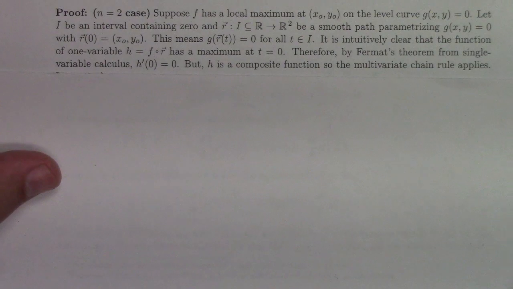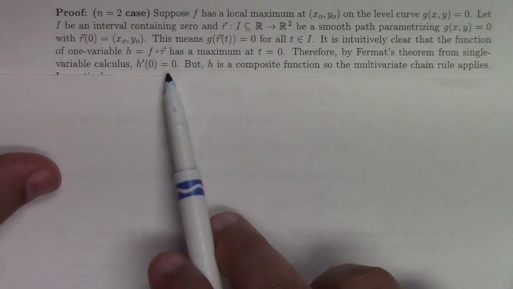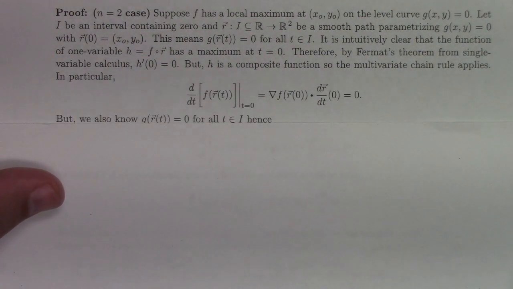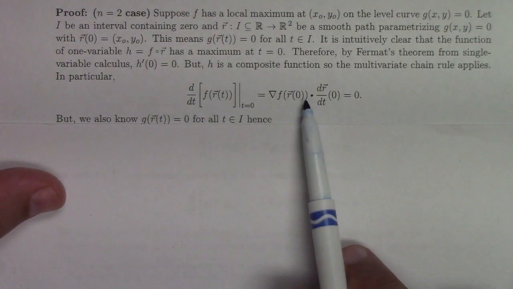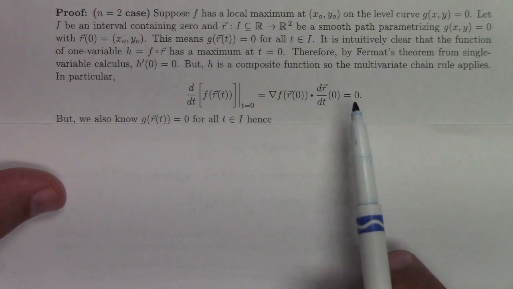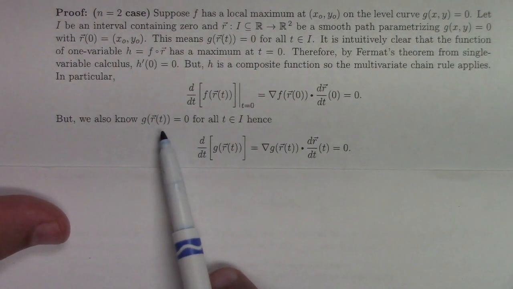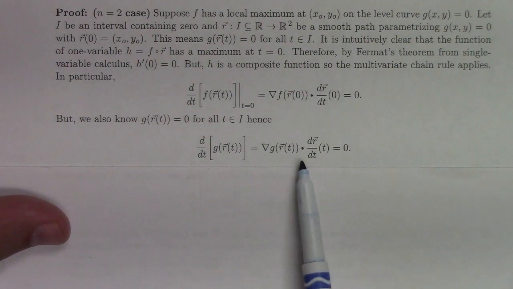If that is a maximum of a function of one variable, then of course the derivative should be 0 there, right? On the other hand, we have the chain rule, so the derivative of f composed with r is the gradient of f dot dr/dt. But we also know that g is identically 0, so we can differentiate that and get the gradient of g dot dr/dt equal to 0.